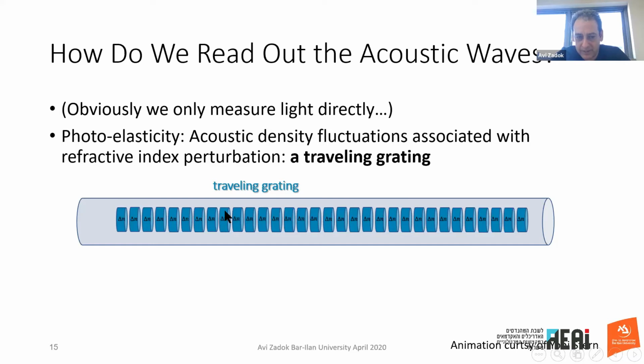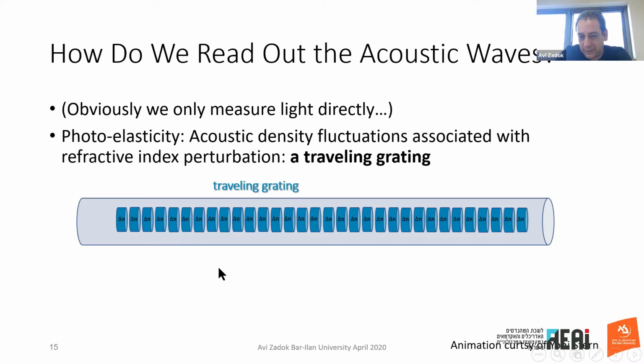The acoustic wave is periodic with regions of higher and lower density alternating. This is also suggesting that the refractive index will be higher and lower alternatingly. So in essence, what we end up with is a grating, a periodic perturbation in the index of our optical fibers.